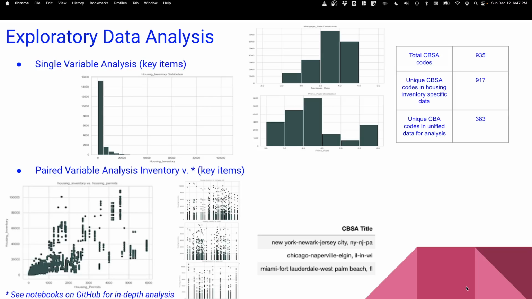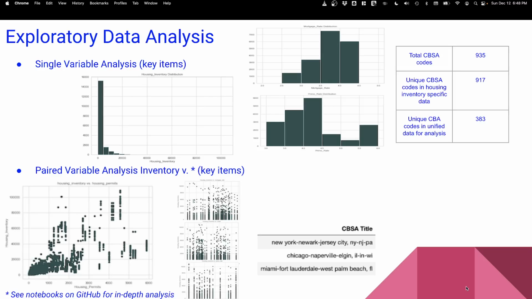Lastly, I mentioned CBSA codes. There's a total of 935 currently registered, and the current paradigm goes back to 2014. In our housing inventory only data, there were 917 unique instances. And when we got down to the unique CBSA codes identified in that CTE query, we only had 398. There's probably a few different reasons. We'll get into some of the root causes for that later.